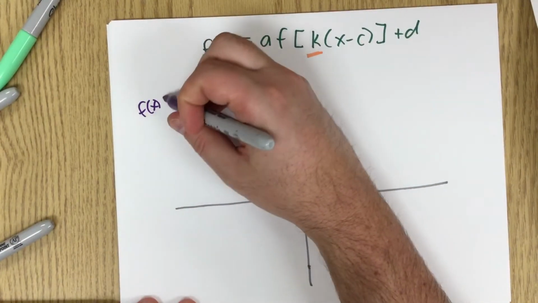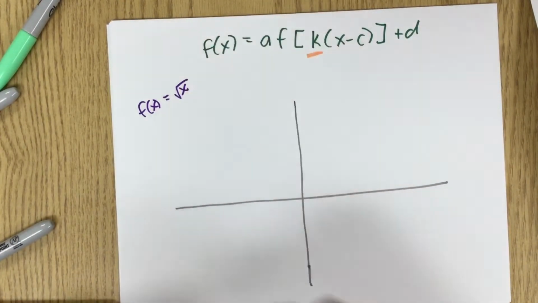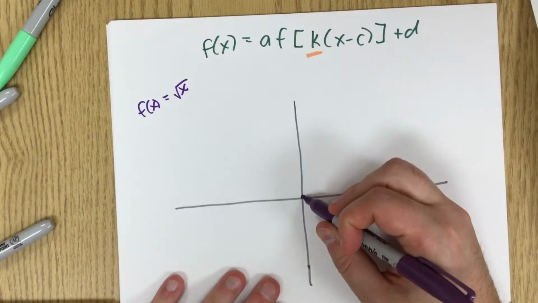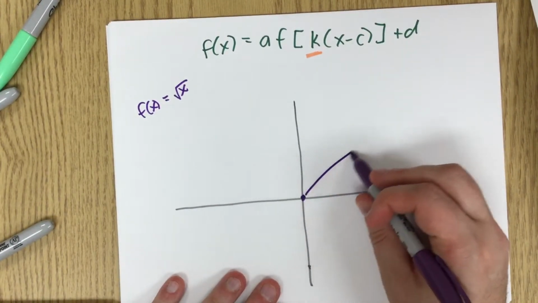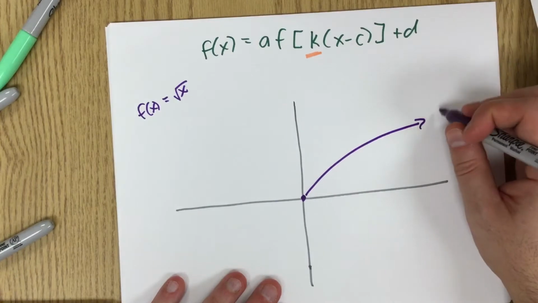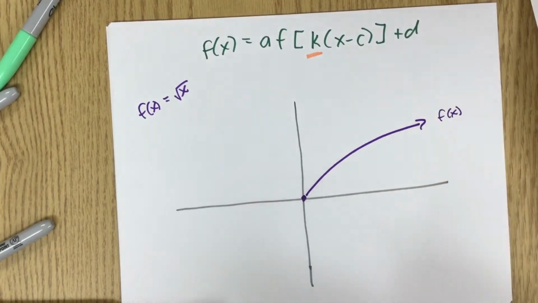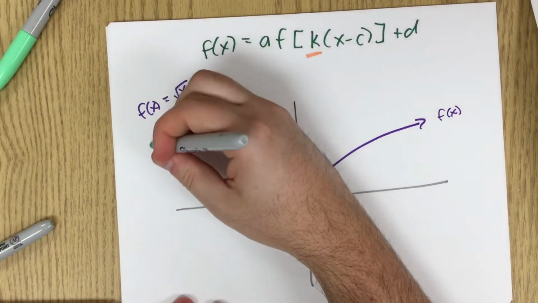So again, we'll say f of x is root x. And we do that over here. So that's our f of x. Now, what might it look like? So it will look something like this.